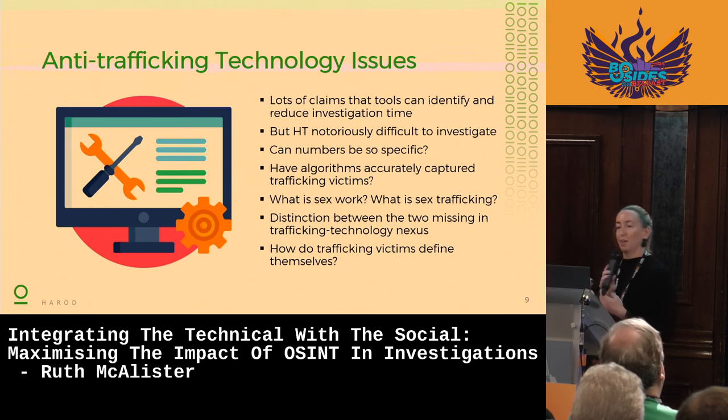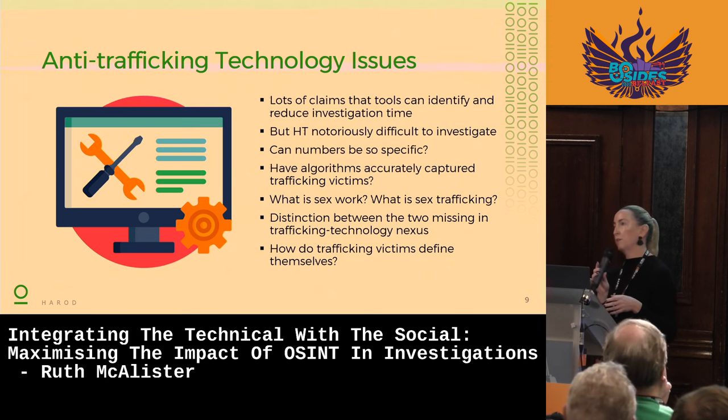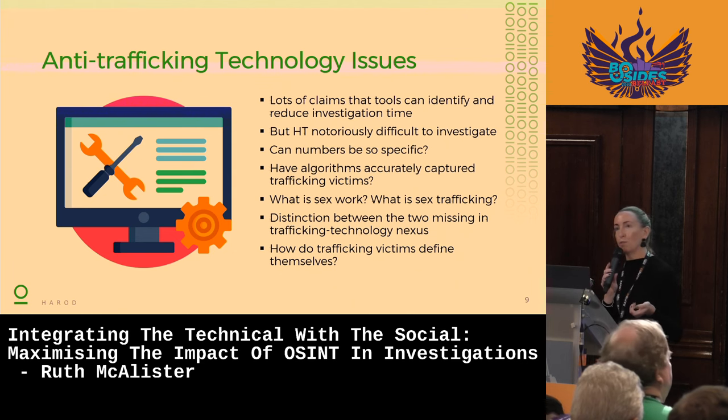So there are lots and lots of claims that tools can identify and reduce investigation time. But from a social science perspective, human trafficking is extremely difficult to investigate. We're talking about serious and organised crime. You simply can't go and knock on the door of a person and ask them interview questions about their involvement in the movement of people illegally. That does not happen. So it's very, very difficult to investigate.